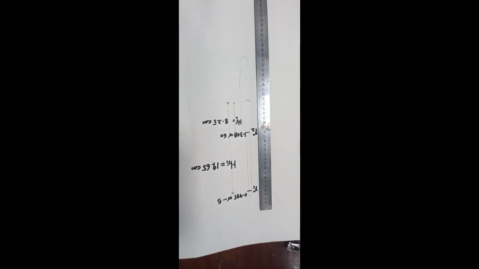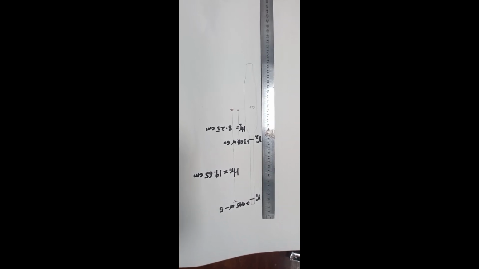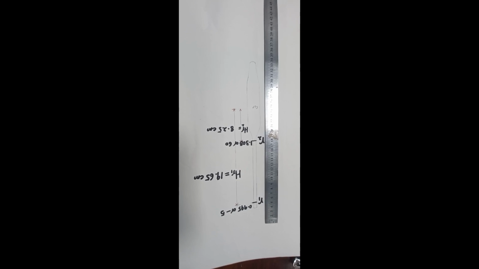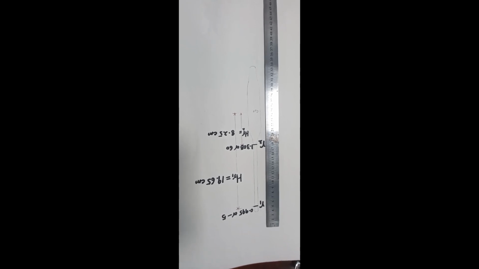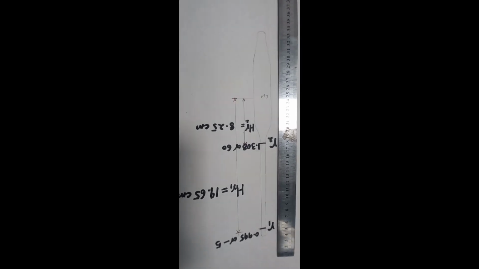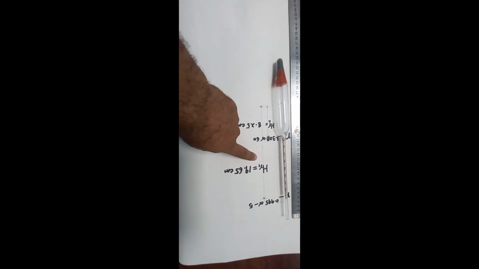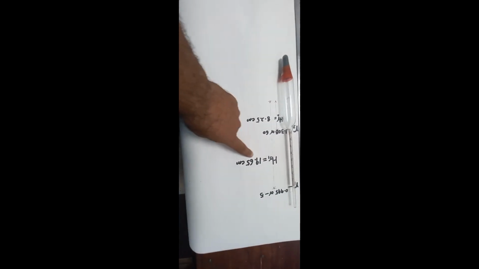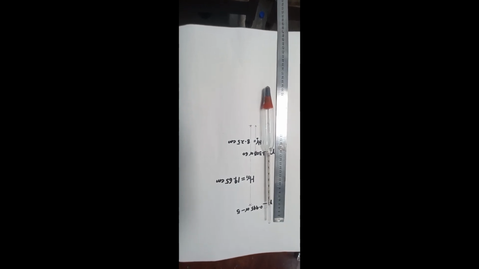In case of 151H, that will be 0.995, and in case of hydrometer 152H, minus 5. As for R2, in case of 151H it is 1.308, and in case of 152H there will be 60. With the help of the scale, we will measure the effective length, that is HR1, 1.965, and HR2, 8.25 centimeter.